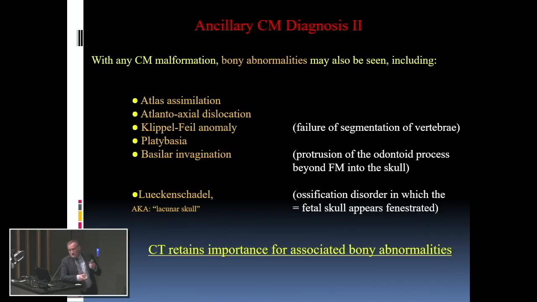What are these associated symptoms you can often find? There are bony abnormalities listed for you here. Atlas assimilation, atlantoaxial dislocation, Klippel-Feil anomaly means bones are fused that usually are not fused. Platybasia means the angle of the brain, how it's connecting to the brain stem, is too flat. It's odd, shouldn't be there. There can be basilar invagination, where the spinal cord sort of migrates north, and there can be changes in the bone structure of the skull itself.